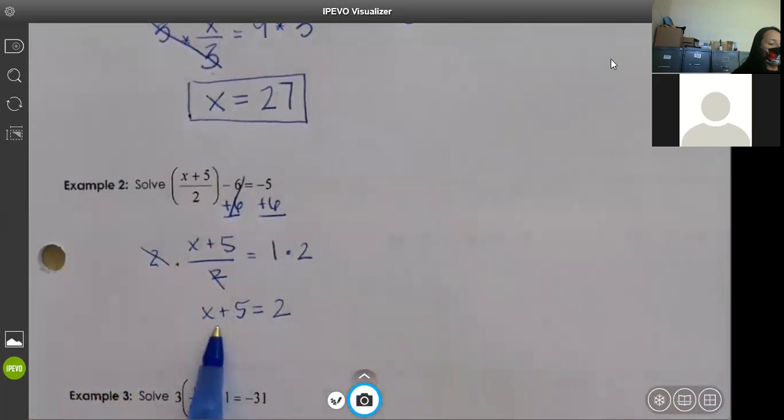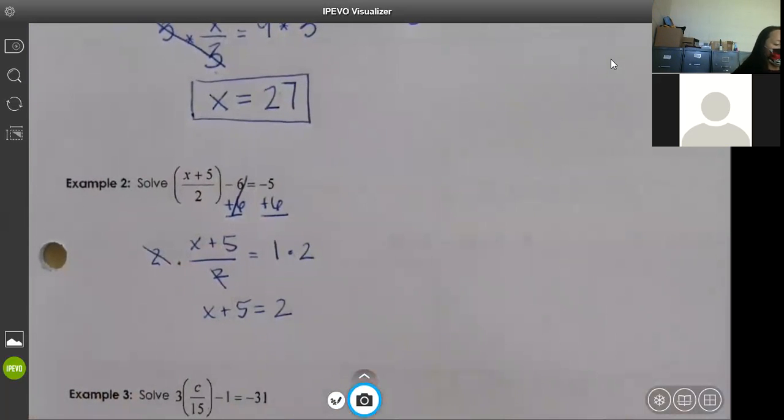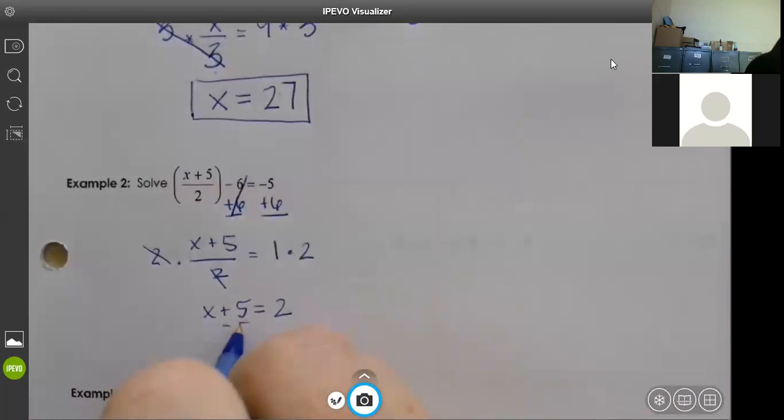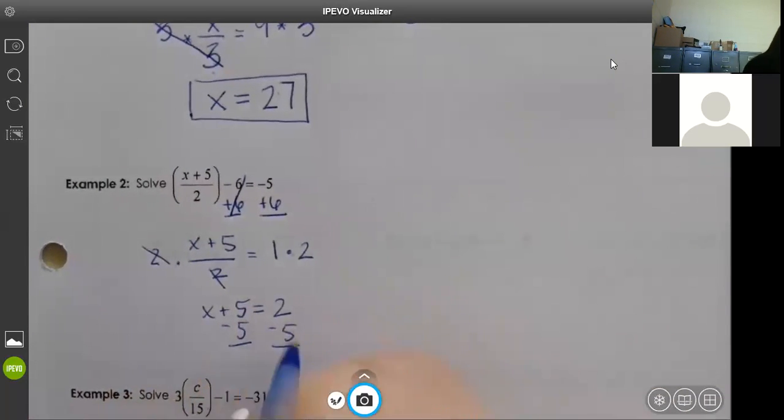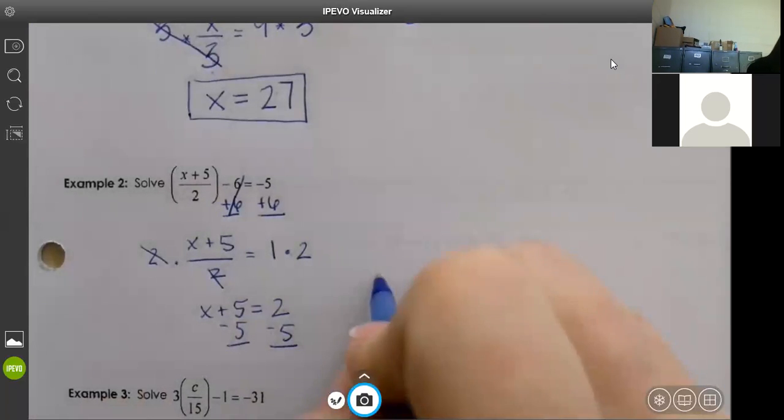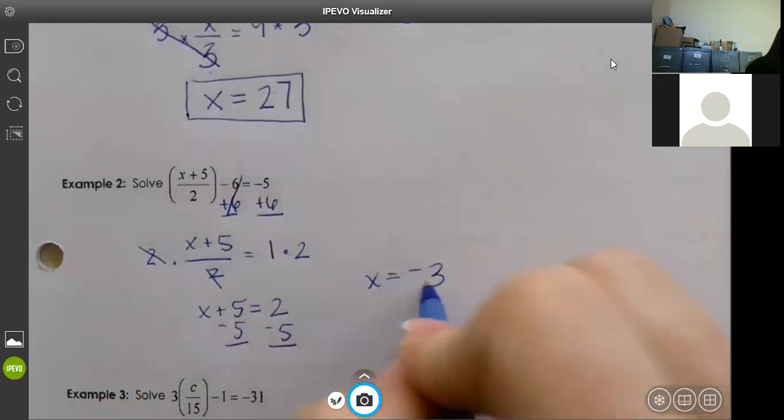The only thing left with x is a plus 5. How do I get rid of plus 5? Subtract 5. And again, if you need a calculator for this, go ahead and use it. It's not a huge deal to me. 2 minus 5 is -3.